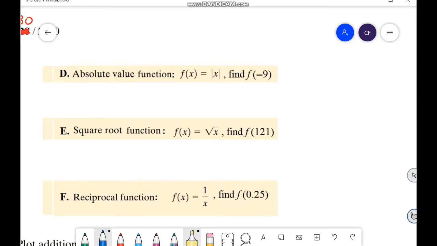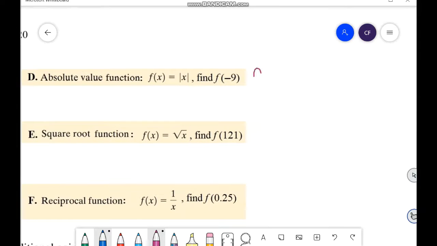Letter D, absolute value function. f of x equals absolute value of x. Now help me here. f of -9 is going to be the absolute value of negative 9. What is the absolute value of negative 9? Remember that the absolute value function removes the sign of the number. If the number is negative, it's going to remove the sign. If the number is positive, it's going to remove the sign. Thank you, Jan. Right. The answer here is 9. Perfect.